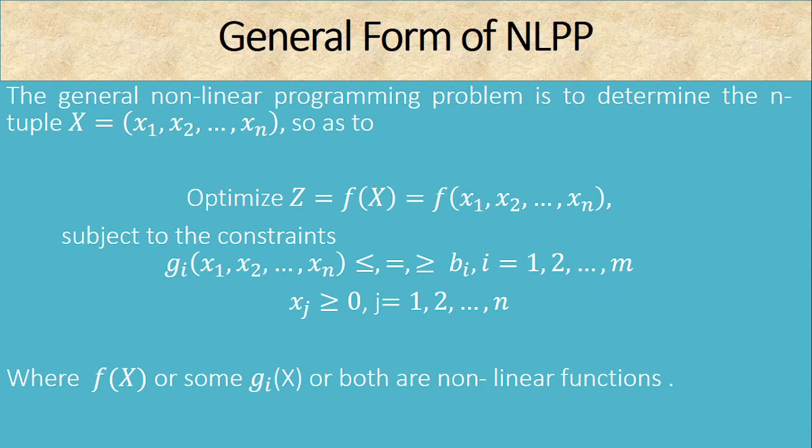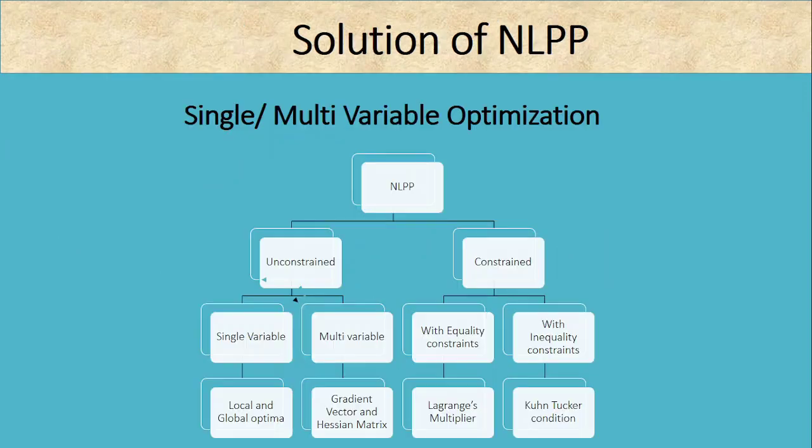The general form of a nonlinear programming problem is to determine the n-tuple x is equal to (x1, x2, and so on up to xn) so as to optimize z is equal to f of x, which is subject to the constraints g_i of (x1, x2, and so on up to xn) less than or equal to, or greater than or equal to, b_i, i varying from 1 to m, and x_j greater than or equal to 0, j varying from 1 to n. So here f of x or some of the g_i of x or both are nonlinear functions of the decision variables.